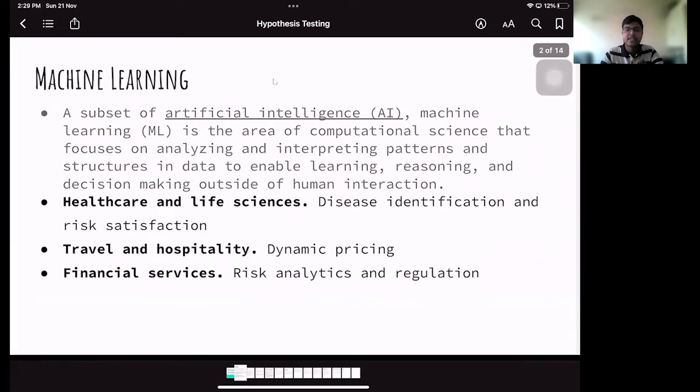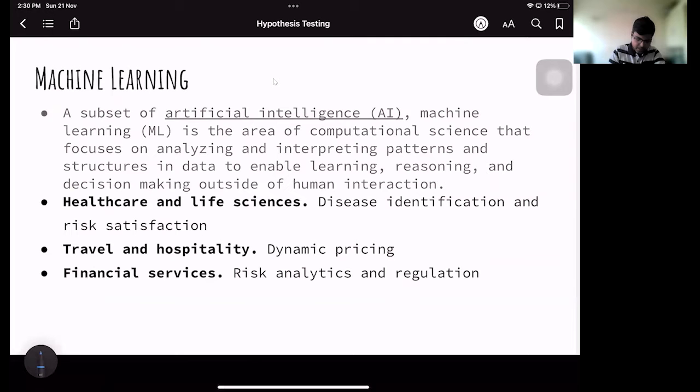And financial services, risk analytics and regulation. Let's say you want a loan from a bank. The bank can predict what kind of people are highly likely to have a huge risk in repaying the loan, and which type of people are highly likely to pay back the loan in the given time. This can also be predicted using machine learning. So these are the uses of machine learning.